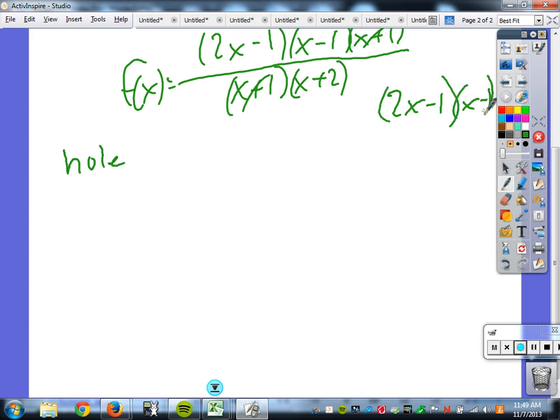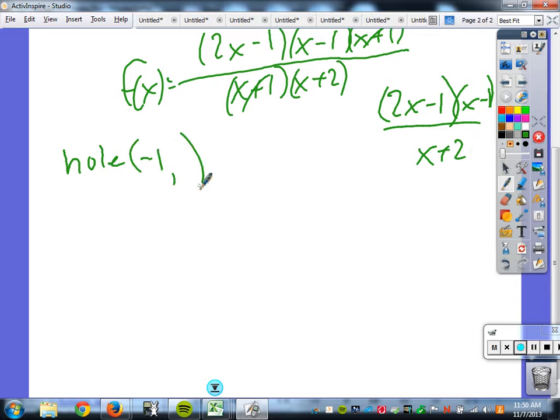Can x be negative 1 in this simplified equation? Yes, in this one I can. In the original one, can I? No. But it's simplified out, so I look like the simplified rational function, but at the beginning I still can't be the values that I couldn't be in my original. So I cannot be negative 2 and negative 1. But in this equation I can be negative 1. That's why I have to put a hole on that graph, because it doesn't take into account the vertical asymptote. So my hole is at negative 1.